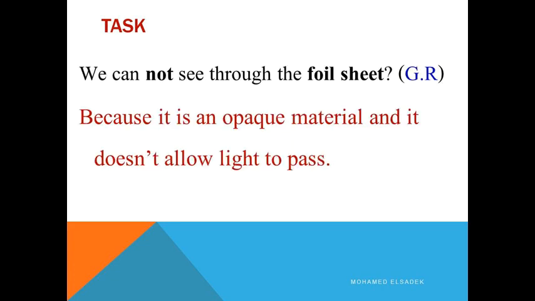Third question. We cannot see through the foil sheet. Why? It doesn't allow light to pass through. Because foil sheet is opaque material.